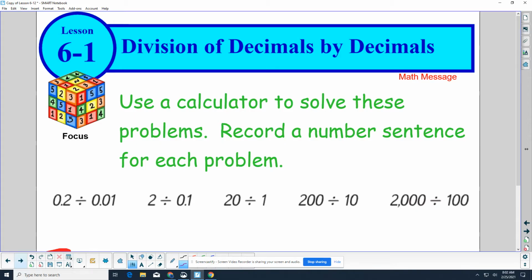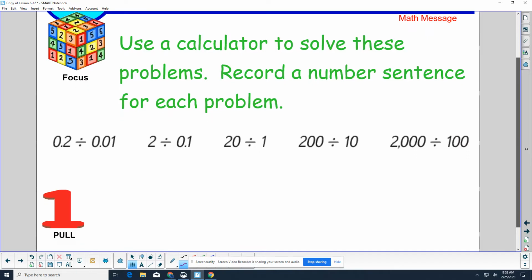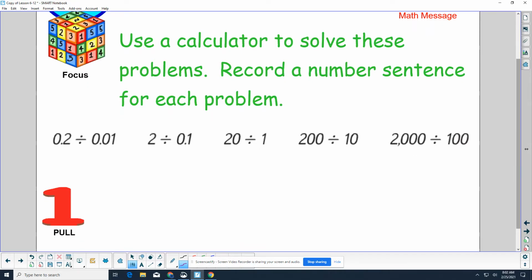Now, I want you to open the calculator on your computer, or if you have a calculator in your hands or on your phone or tablet, that's fine too. But you're going to use a calculator to solve these problems. Record your number sentence for each problem. So I want you to take a minute. I want you to put each of those in the calculator and solve. So go ahead and pause the video and do that.